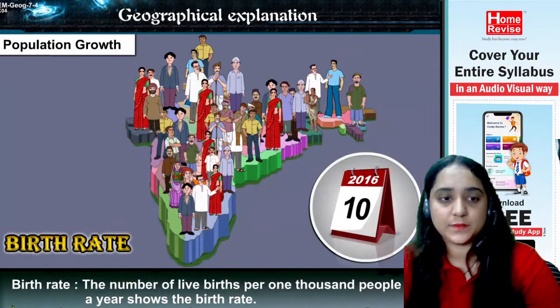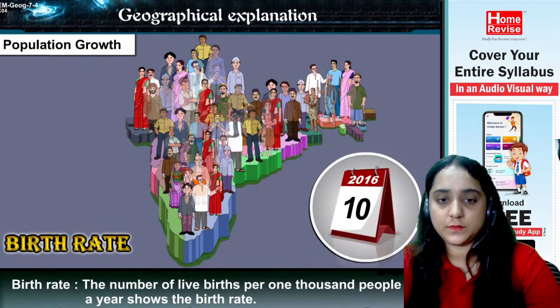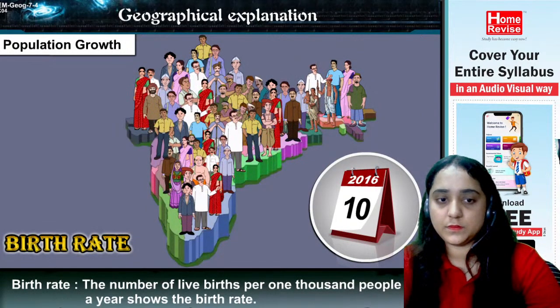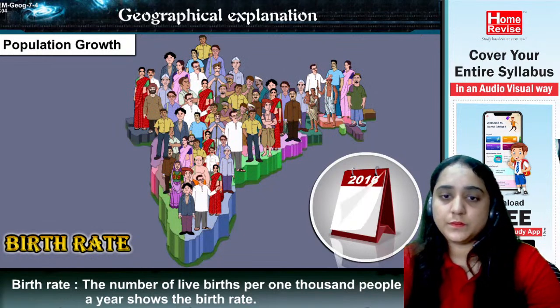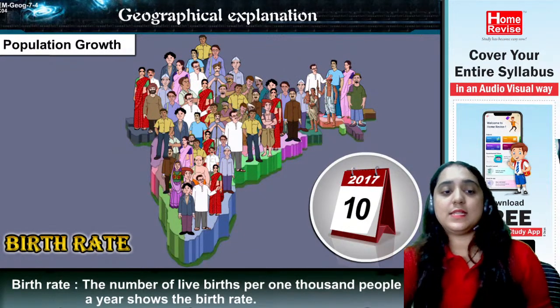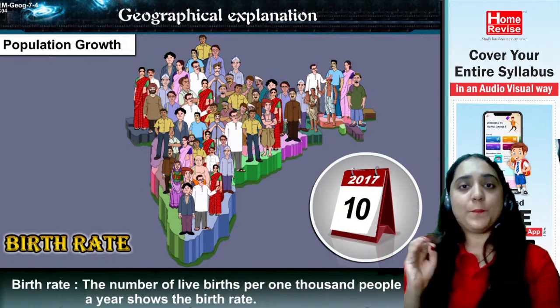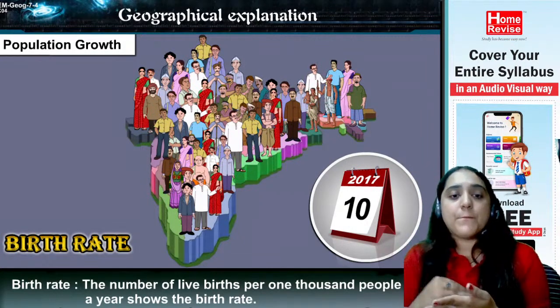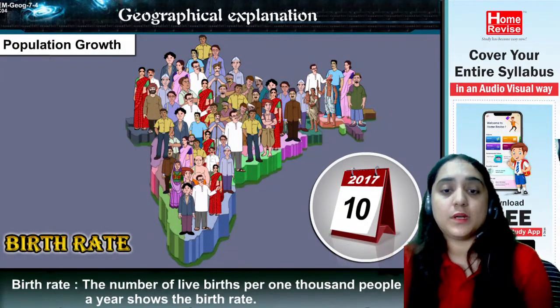Birth rate: the number of live births per 1,000 people in a year shows the birth rate. Now, this thing is extremely important, so please pay attention. The number of live births per thousand.